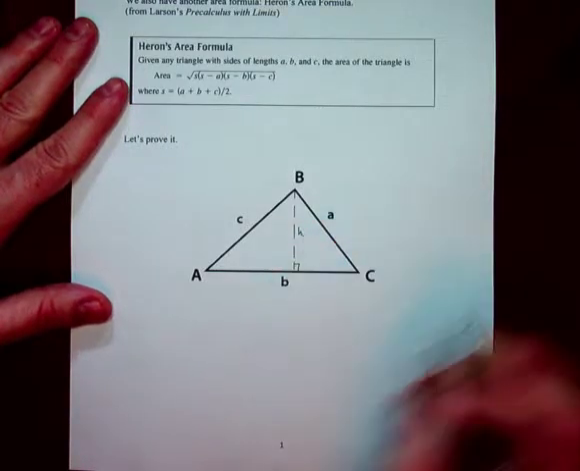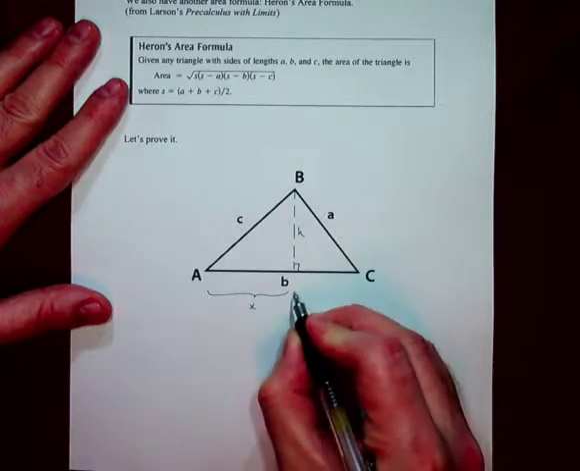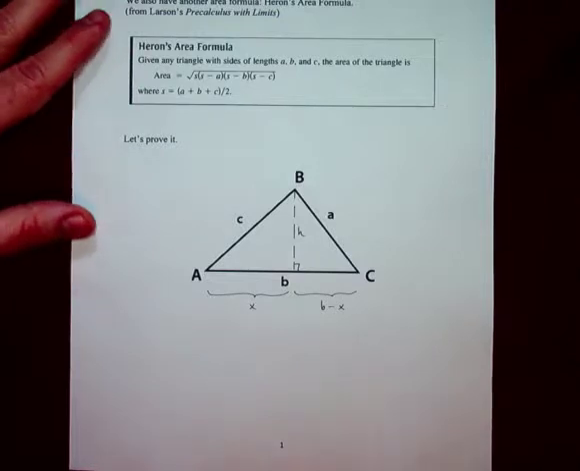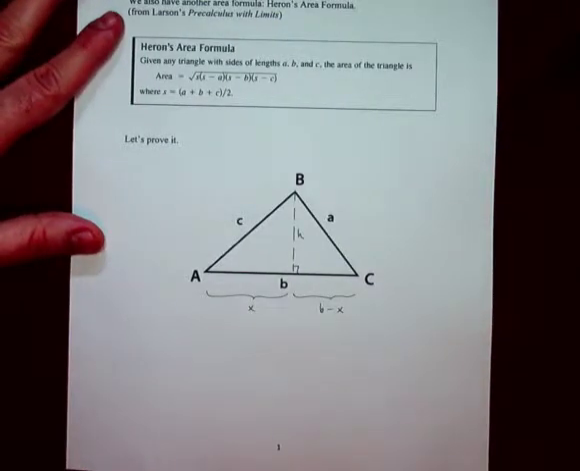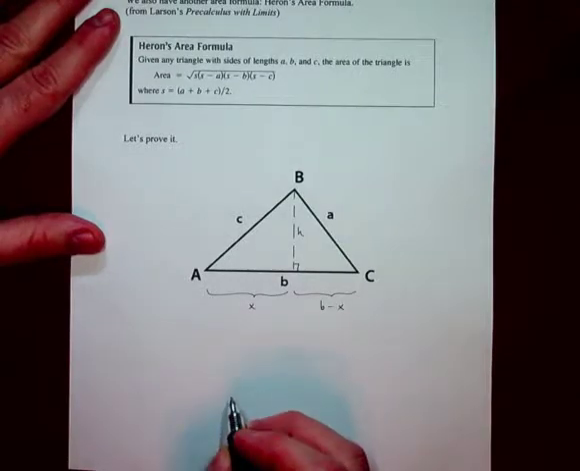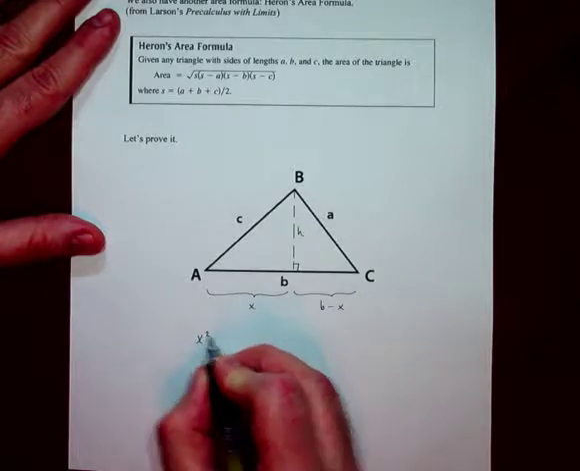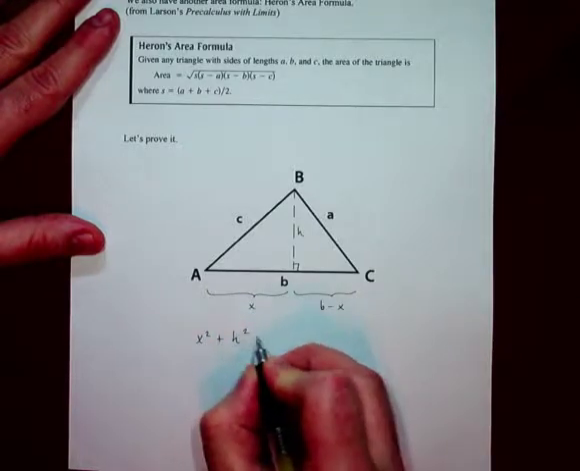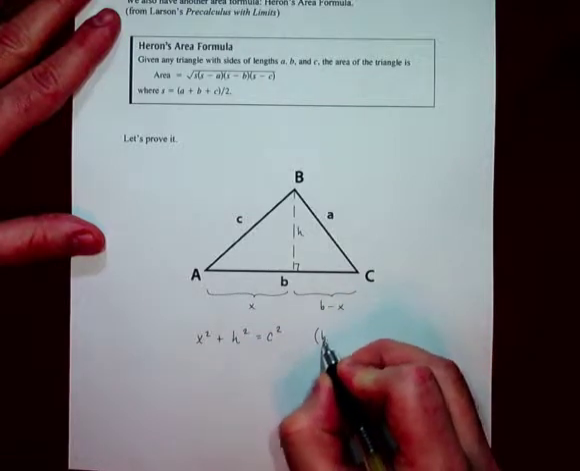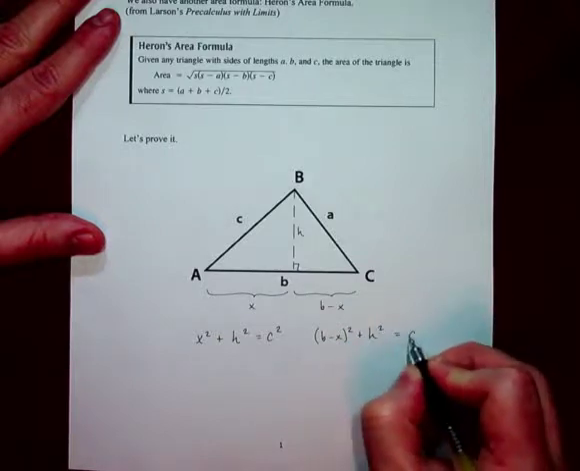What we have here is we have h. Over here, let's again call this x, and over here, let's again call this b minus x, okay? Now, let's go ahead and create the Pythagorean theorem for both of those right triangles. The left-hand right triangle is x squared plus h squared is equal to c squared. The right-hand triangle is (b minus x) squared plus h squared is equal to a squared.